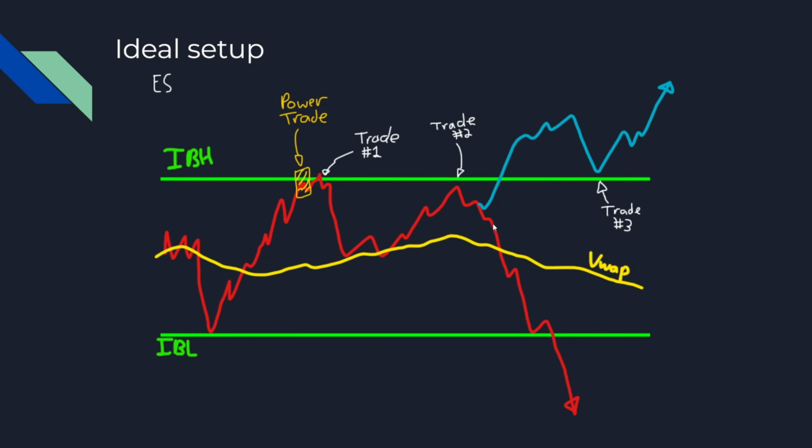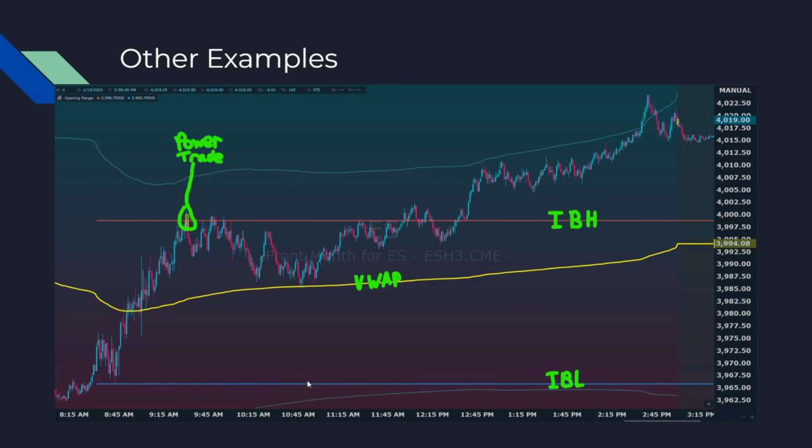Now, this could also be flipped, right? We could be longing initial balance low and the breakdown below. You can use this both ways, right? But this is just my ideal setup with initial balance. So now that we've walked through what the ideal setup is, let's go through some actual real world examples, because it's never quite this perfect, but sometimes it is pretty good.